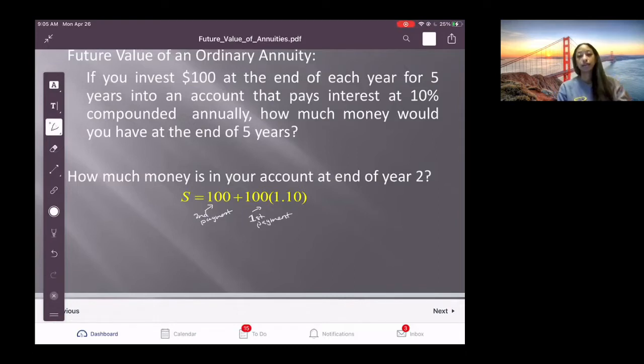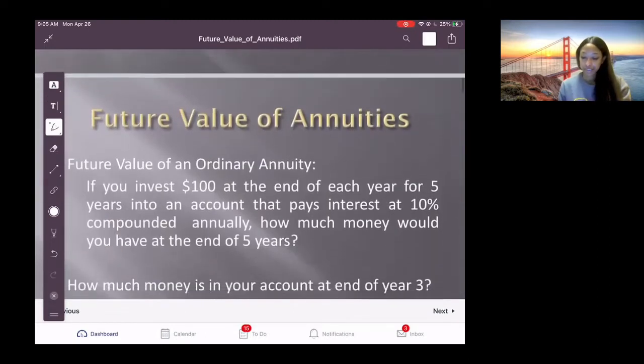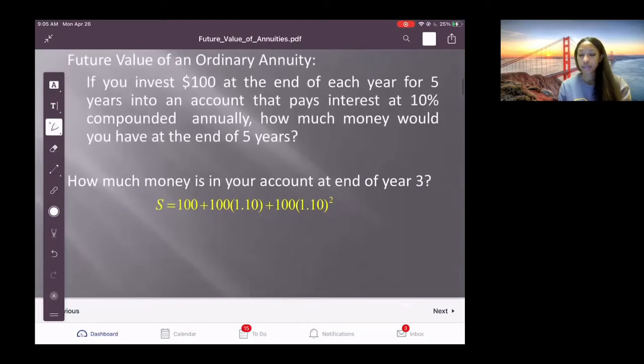All right, so again, you throw in $100 at the end of the second year, and the money that was in there from the first year is still there, plus 10% interest for that money. All right, now on to year 3. This is where things get very interesting. So at the end of year 3, you throw in another $100.